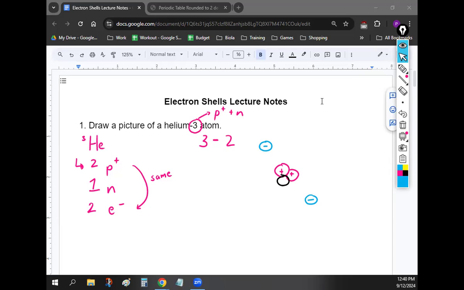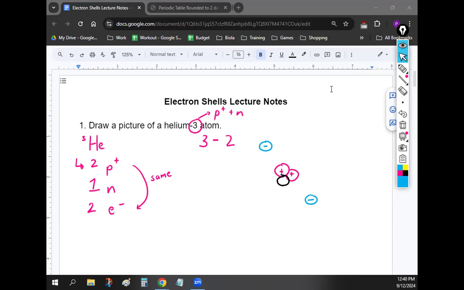Alrighty, if you guys have not already, make sure you title the lecture notes. It's called Electron Shells. It's written on the top, and that's what your assignment is going to be called today. Again, you will need your periodic table, so just make sure you have that out because we are going to be using it a lot. All right, let's get started then.